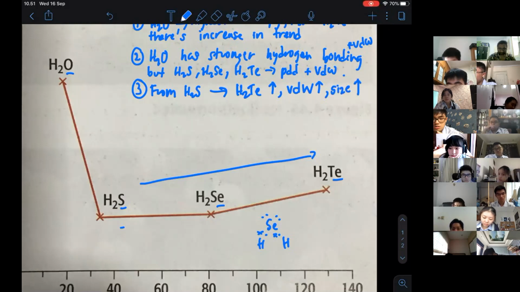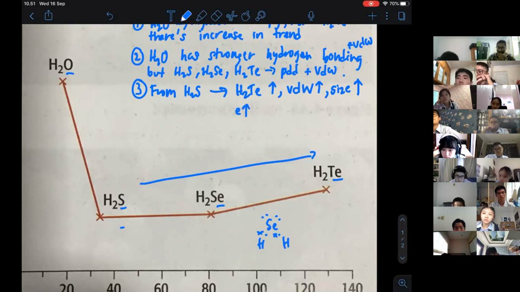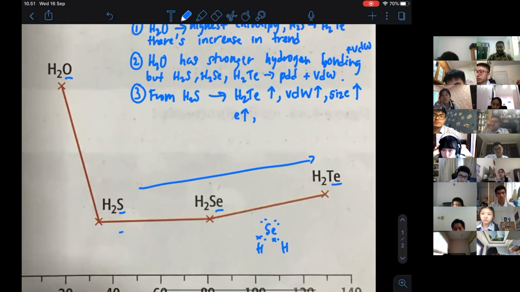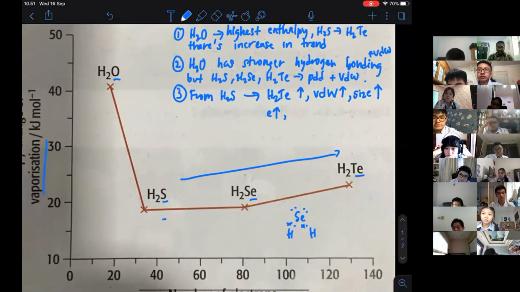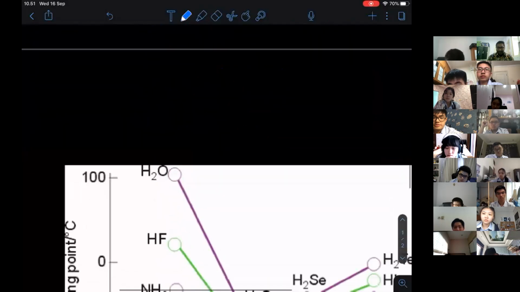Okay, so going down the group, the size is increasing. The size increases, and that will actually make the electrons to be more. So you need more energy to break the intermolecular forces. Please explain all this. That will give you the 3 points. Okay, 3 points. So now what happens if they give you this graph?